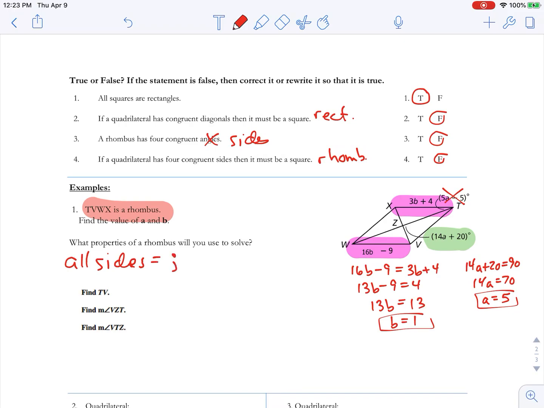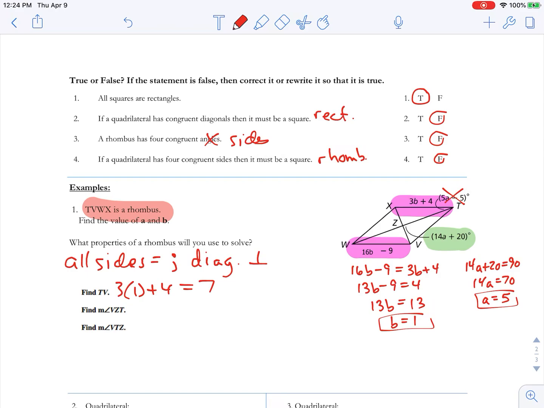That was one property. And the diagonals were perpendicular. That's the other property I used. So TV, that side, is the same as all the other sides because it's a rhombus. So even though they didn't give us any information about TV, you could use 3 times 1 plus 4, 7, because every side is the same length.